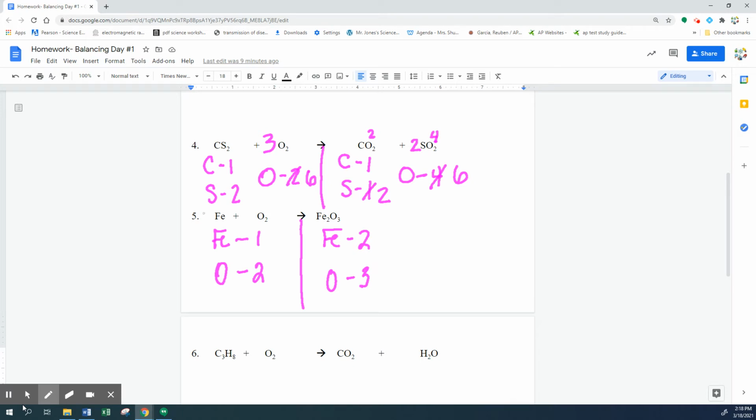If I do iron first, I put the 2 as a coefficient, and that changes it to 2. Now that my iron's balanced, I need to balance my oxygens. Again, the least common multiple, or lowest thing that both 2 and 3 can go into, is 6. So I'm going to multiply this side by 2. That does change my oxygen to 6 on the product side, but it also changed my iron to 4.